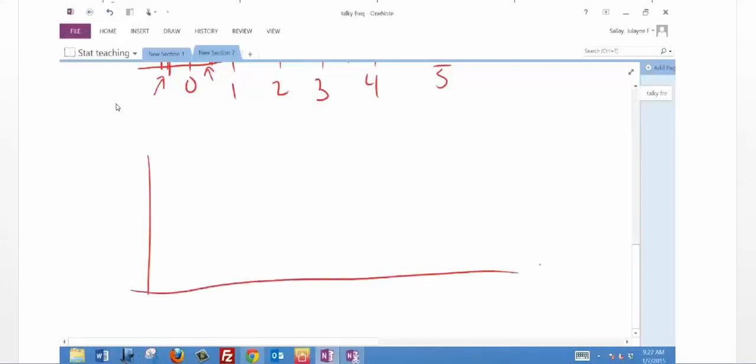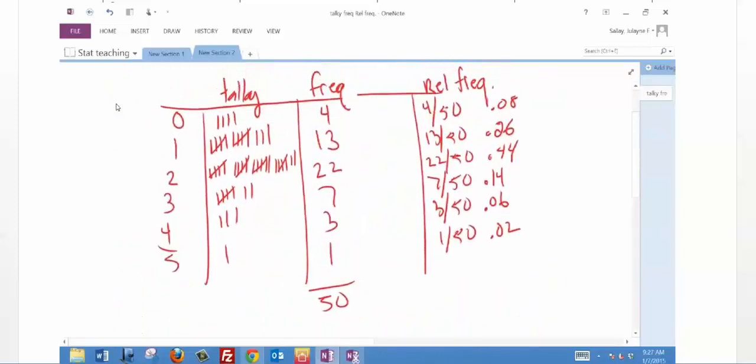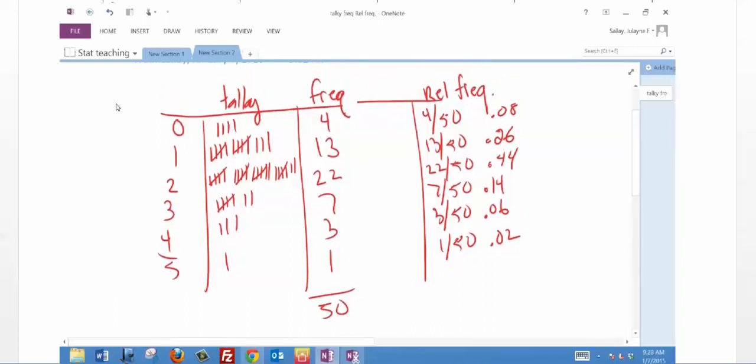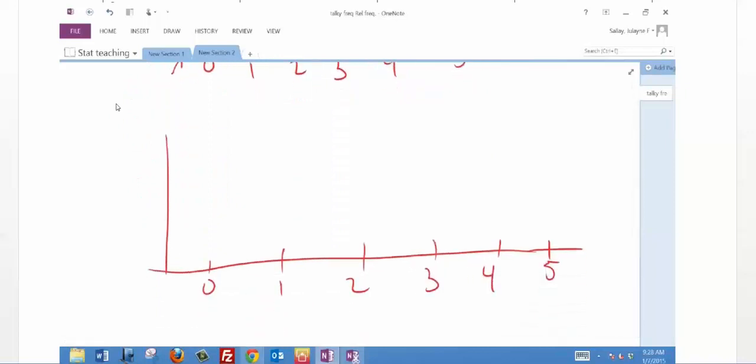The only real difference is going to be the heights going up. So 0, 1, 2, 3, 4, 5. Okay, now when I go back up to the relative frequencies, I'm looking at the percentages, and it looks like I want to count by maybe 0.1. Looks like the highest frequency is up at 0.44. So we'll go 0.1, 0.2, 0.3, 0.4, all the way up to 0.5 is what we'll have labeled.